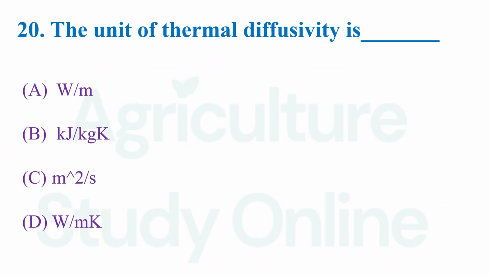Question 20. The unit of thermal diffusivity is meter square per second. So the correct option is option number C.